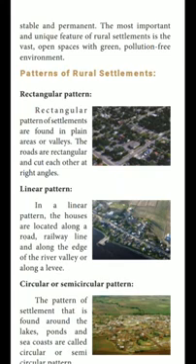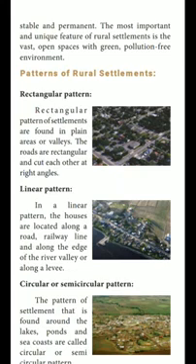So rectangular pattern of settlements are found in plain areas or valleys. So the roads are rectangular and cut each other at right angle. That is known as rectangular pattern. It is found mostly in plain areas or valleys. How the roads are arranged means they cut each other at right angle.